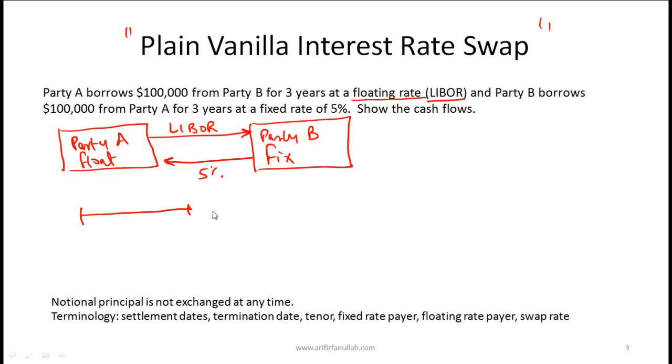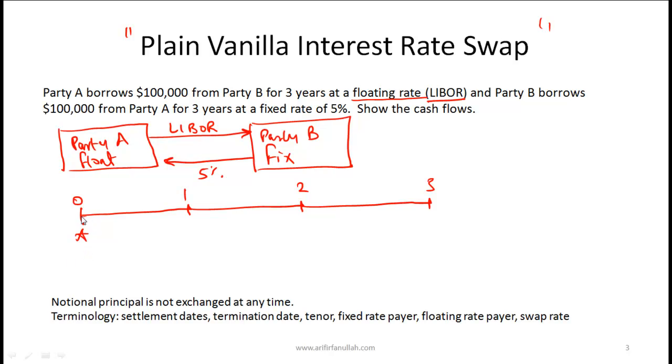So let's draw out a timeline also. So this is 0, year 1, end of year 2, and end of year 3. Now what's happening at time 0? Party A is borrowing $100,000 from B, and B is borrowing $100,000 from A. Now if we want to be silly, then A will give $100,000 to B, and B will give $100,000 to A. That doesn't really make any sense. So we simply net off and say that no payment is made by anyone at time 0.